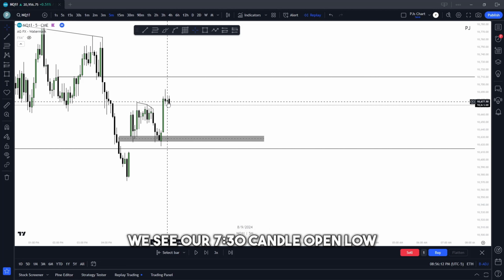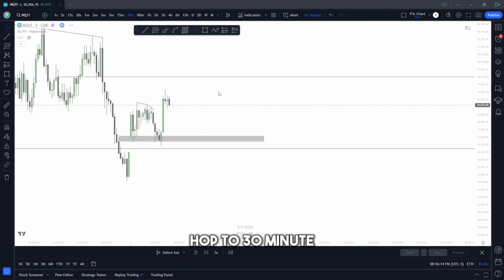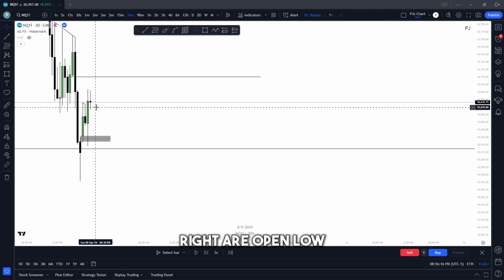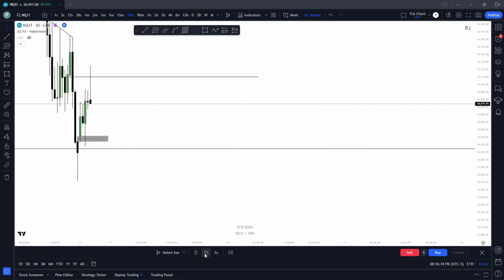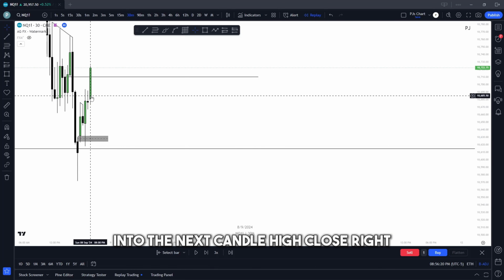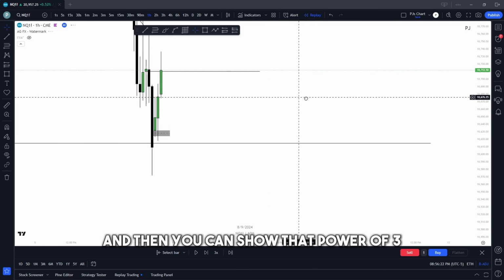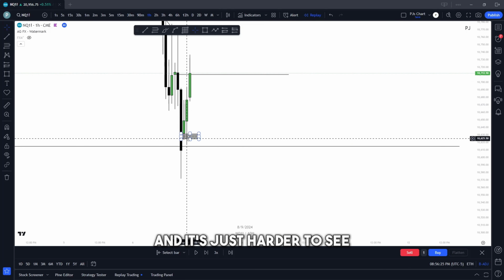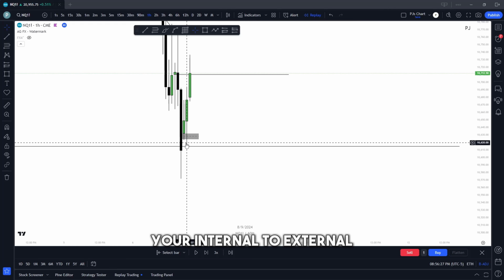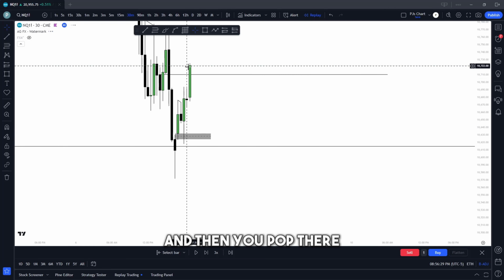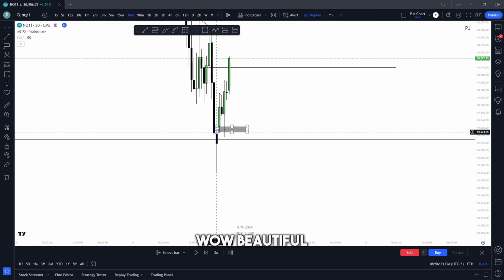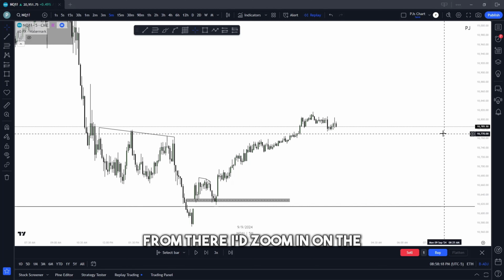We see our 730 candle open low, hop to the 30-minute, right? Our open low, into the next candle, high, close, right? And then you can show that power of 3 on the hourly, right? And it's just harder to see your internal to external from the INWOG, right? And then you pop there, you see it, wow, beautiful. From there, I'd zoom in on the lower time frame.